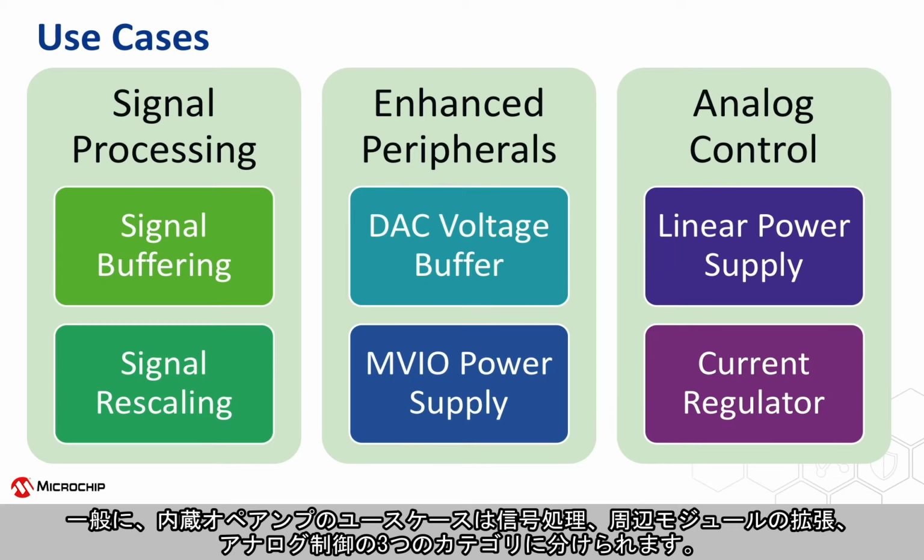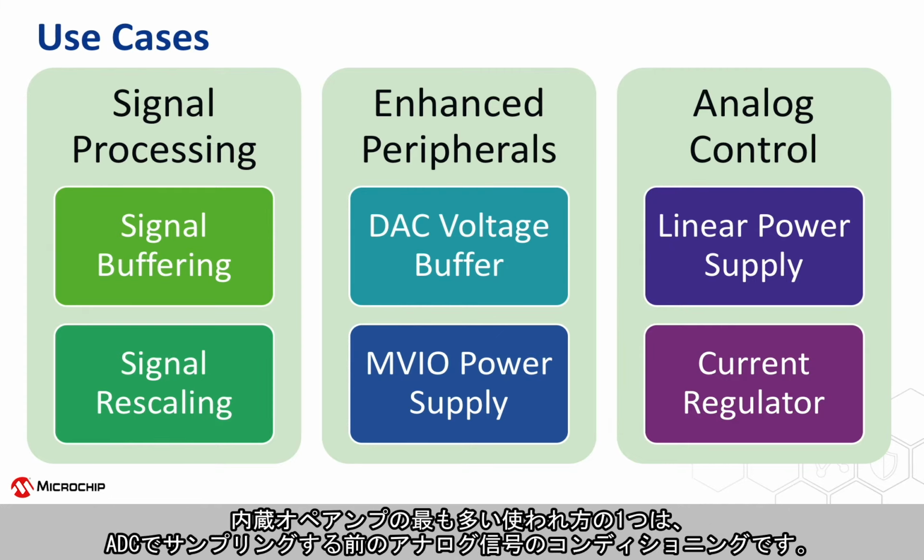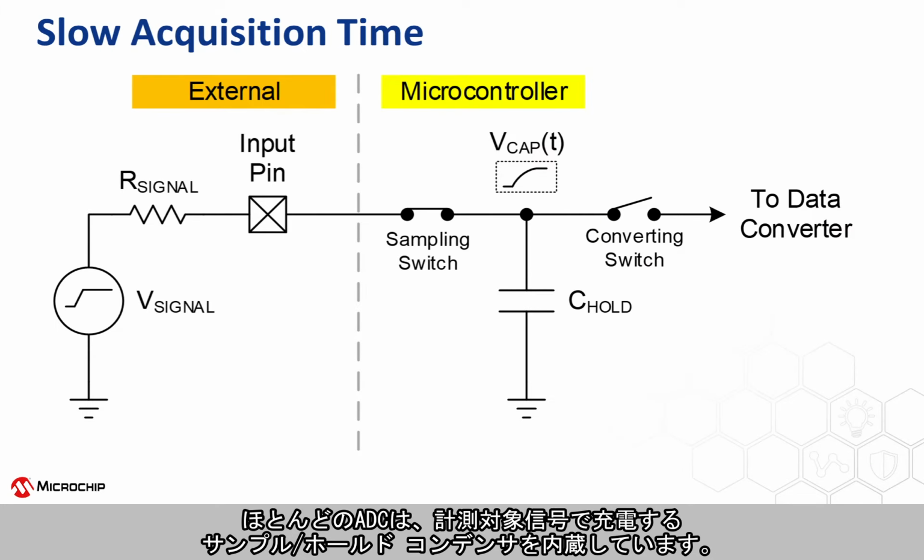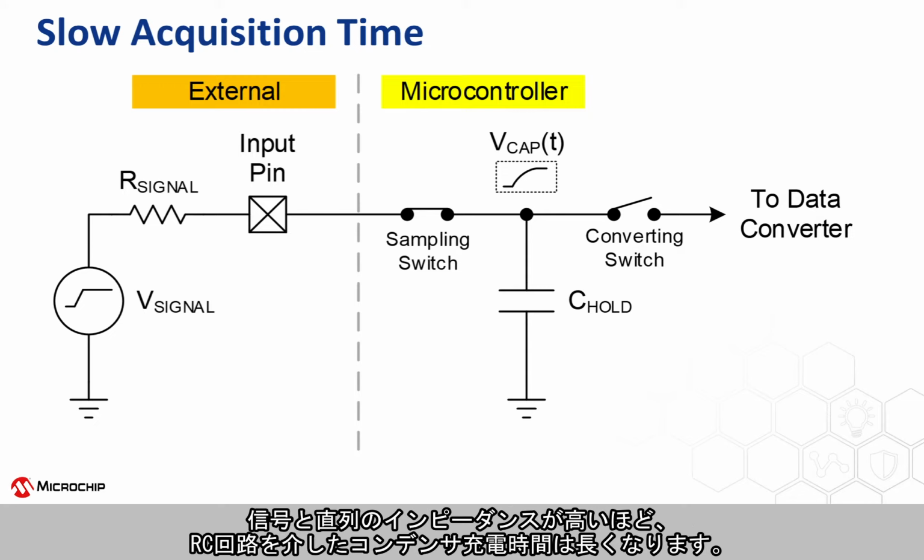The use cases for the integrated op-amps generally fall into three categories: signal processing, peripheral enhancement, and analog control. One of the biggest applications of the integrated op-amp is to condition analog signals before sampling them with the ADC. Inside most ADCs is a sample and hold capacitor which must be charged with the signal to be measured. The more impedance in series with the signal, the slower the capacitor is charged through the RC network.